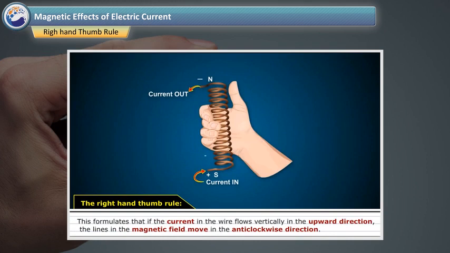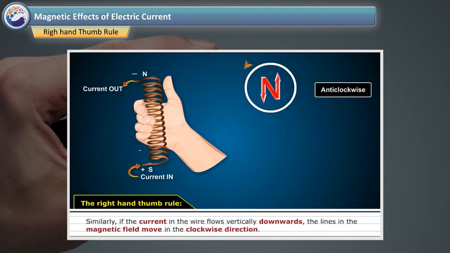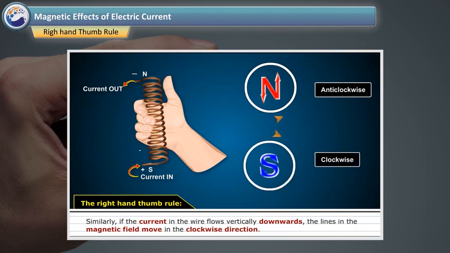This formulates that if the current in the wire flows vertically in the upward direction, the lines in the magnetic field move in the anti-clockwise direction. Similarly, if the current in the wire flows vertically downwards, the lines in the magnetic field move in the clockwise direction.